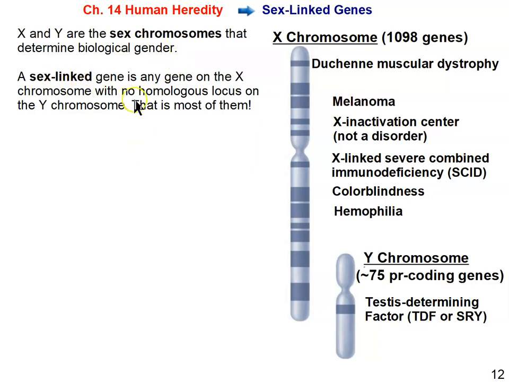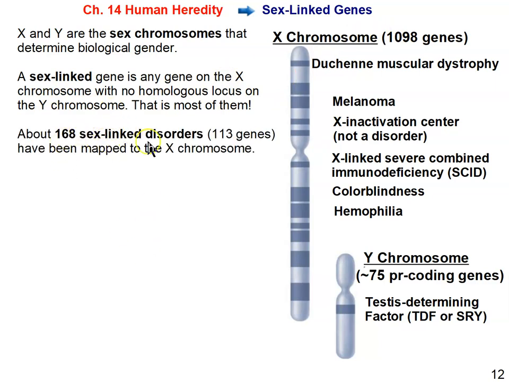So a sex-linked gene, as you should remember, is any gene on the X chromosome with no homologous locus on the Y chromosome. Remember, locus is just short for location. So we use locus to refer to the location of a gene on a chromosome. For example, the gene that mutates and causes Duchenne muscular dystrophy is right here on the X chromosome. That's its gene locus. There's a gene locus on the X chromosome, but there's not one on the Y chromosome. And again, that's most of the genes on the X chromosome.